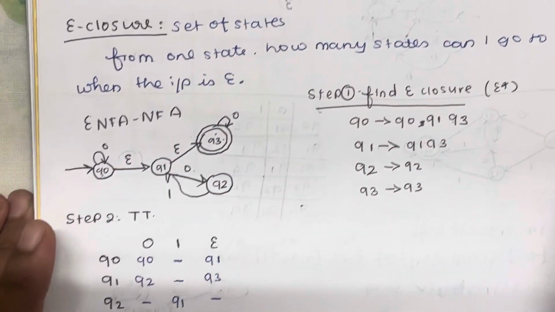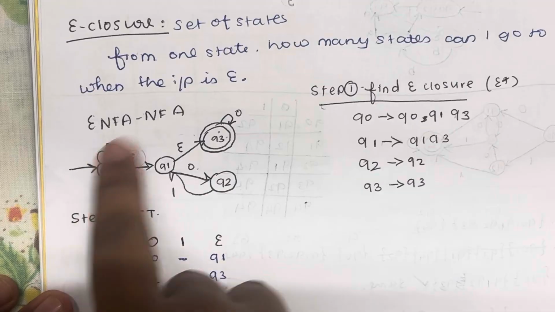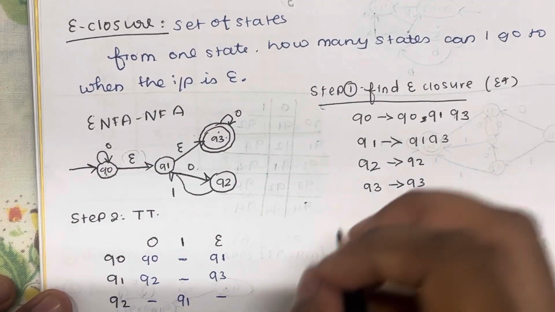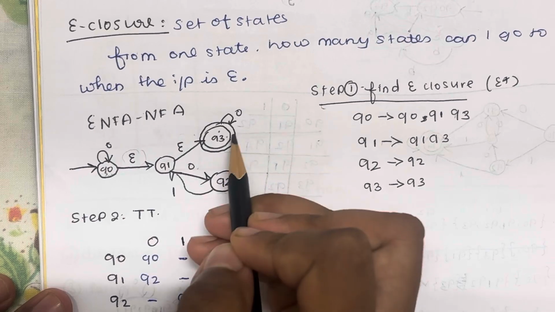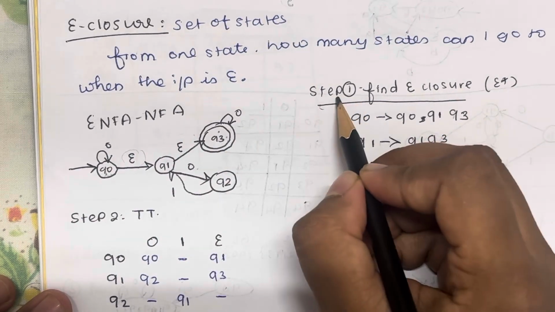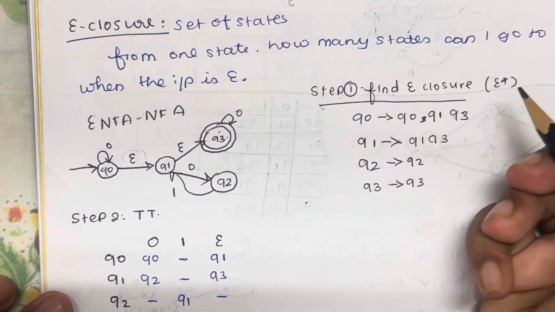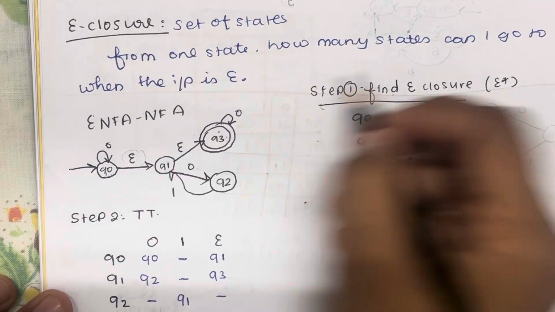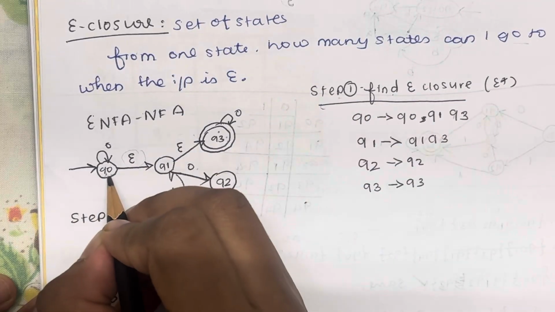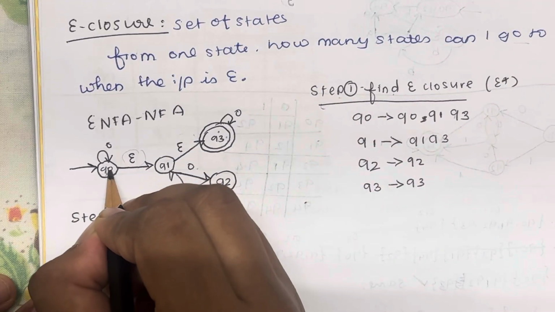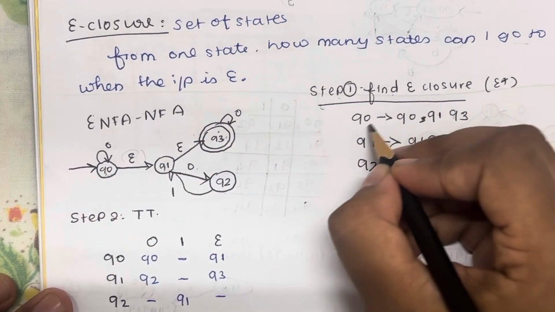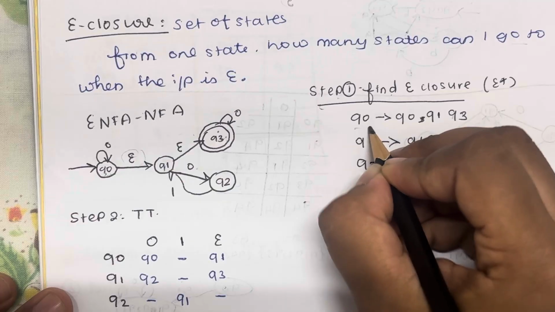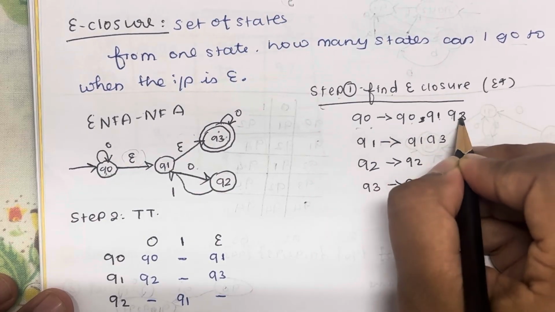Okay, so we're going to take an example for epsilon NFA to normal NFA. Here we have Q0, Q1, Q2, and Q3. Our first step is to find epsilon closure. In order to do that, we're going to take this rule into consideration. From Q0, you can go to Q1 and Q3 using epsilon. So we're going to write Q0, and we're going to write Q0, Q1, and Q3.